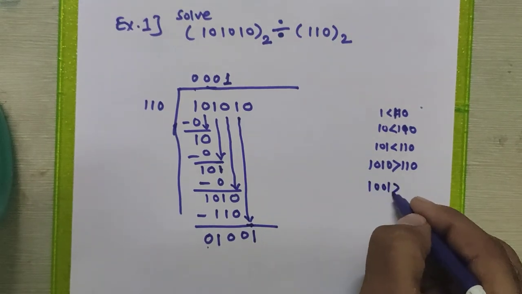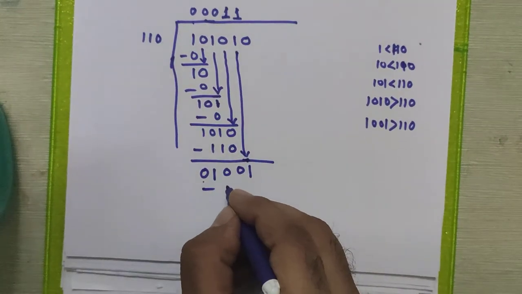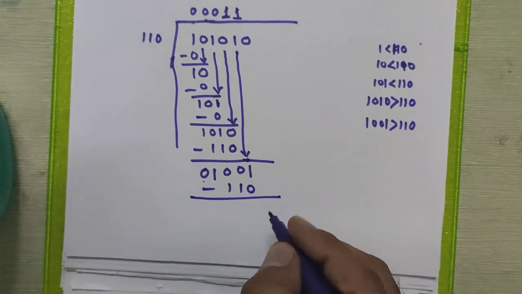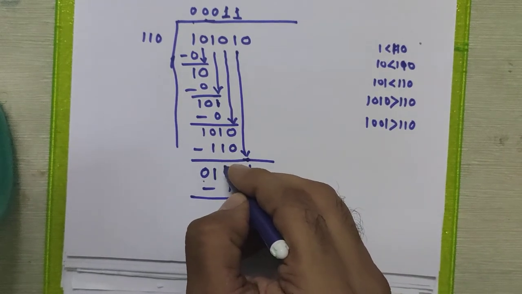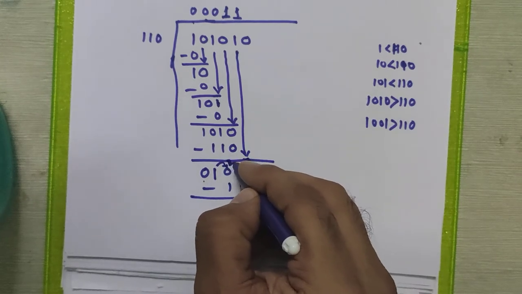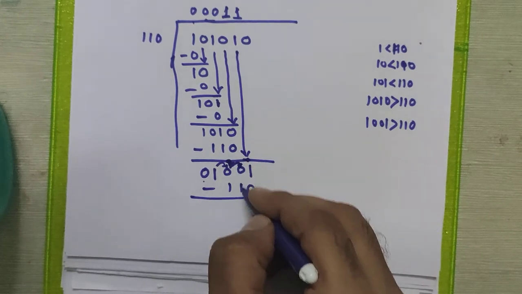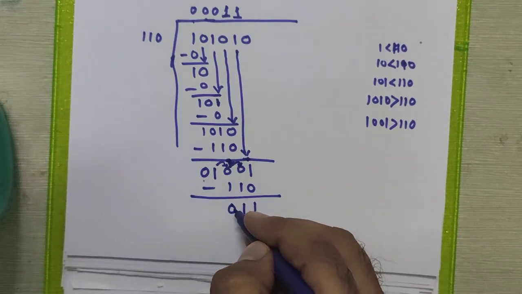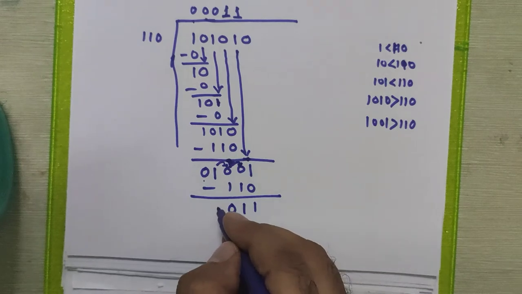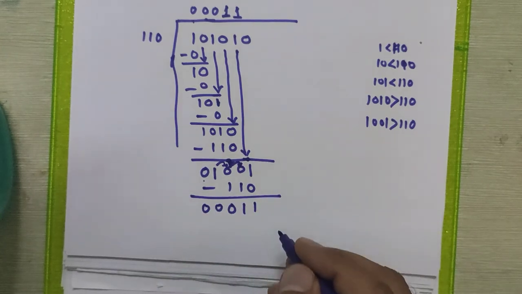Again, 1001 is greater than 110. You can divide, your quotient becomes 1, you subtract 110 from it. Now how to subtract this? 0 minus 1 is not possible. You have to take one borrow from here, so when you take one borrow, it is 2 minus 1 is 1. Here 1 remains because out of these 2 you have given one borrow, so 1 minus 1 is 0. And there is nothing here because you have given it as borrow. So it is 0 here, and this 0 as it is.